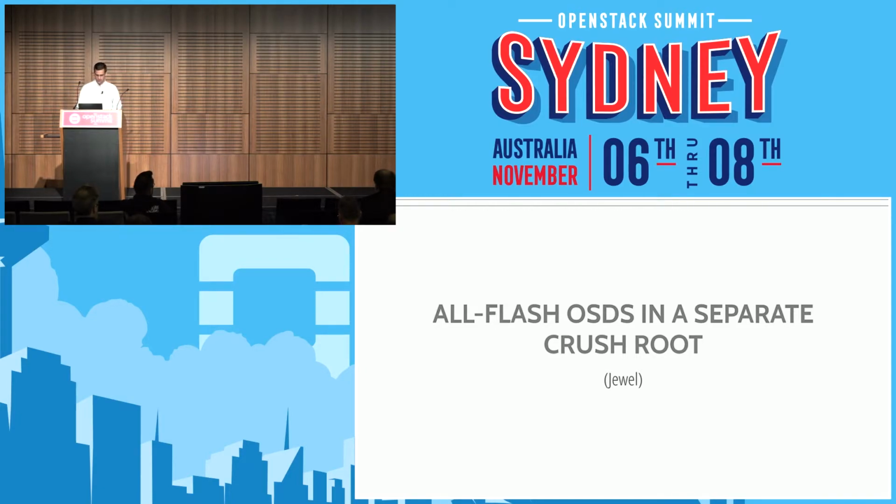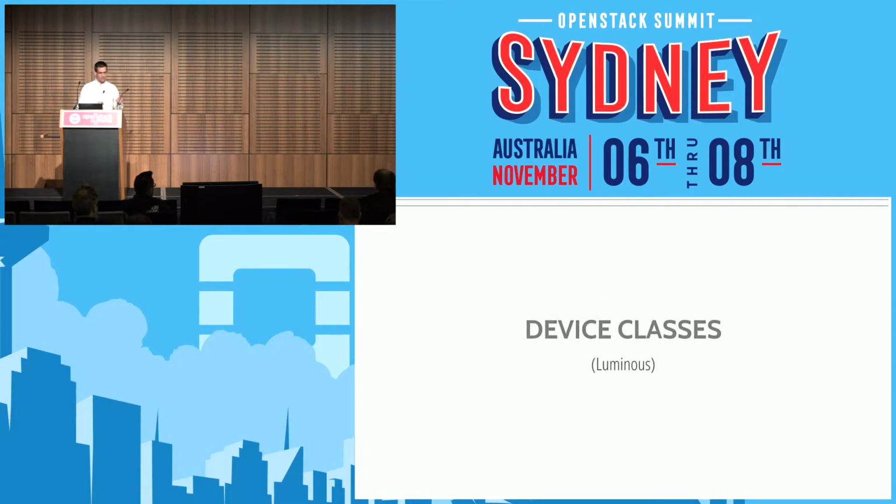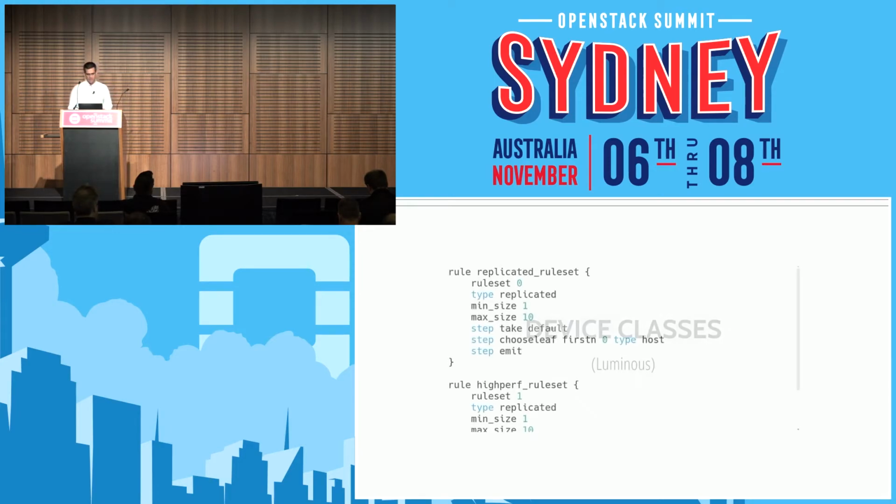There is a new feature in Luminous, and my apologies to all fans of BlueStore. This is probably my favorite feature in Luminous. It's called device classes. And with device classes, you can greatly simplify the crush rules that you write in order to use your fast OSDs.